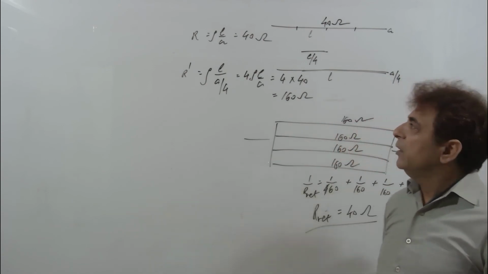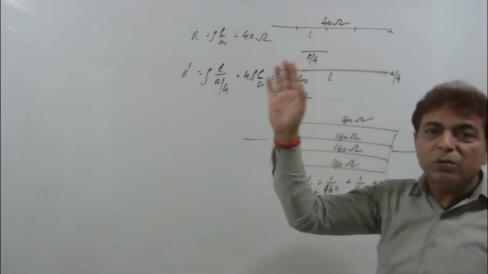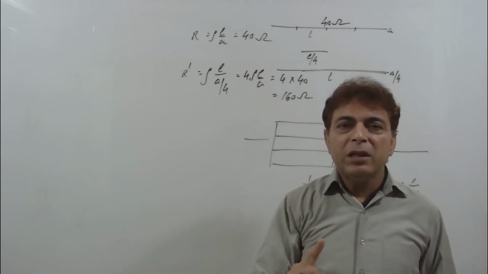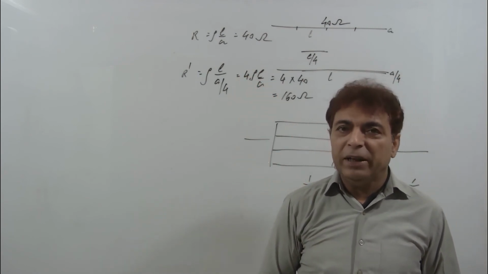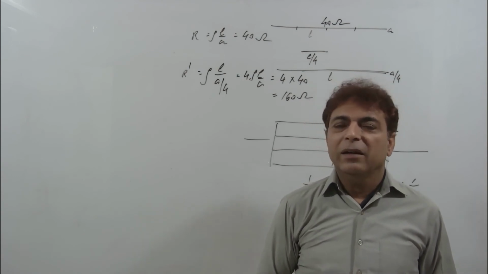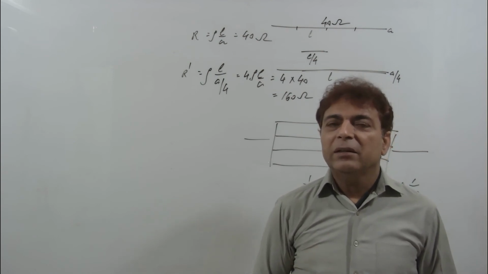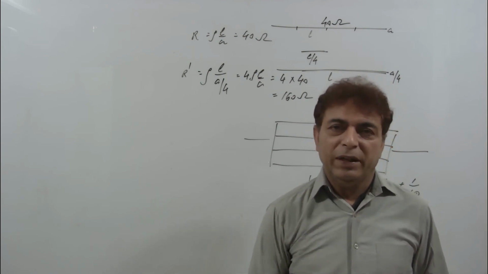ठीक है जी. So the conditions attached: we cut a wire into a number of parts. Each part is stretched back to the same length and then all the stretched parts are connected in parallel. The resistance of the combination will be same as the resistance of the original wire.